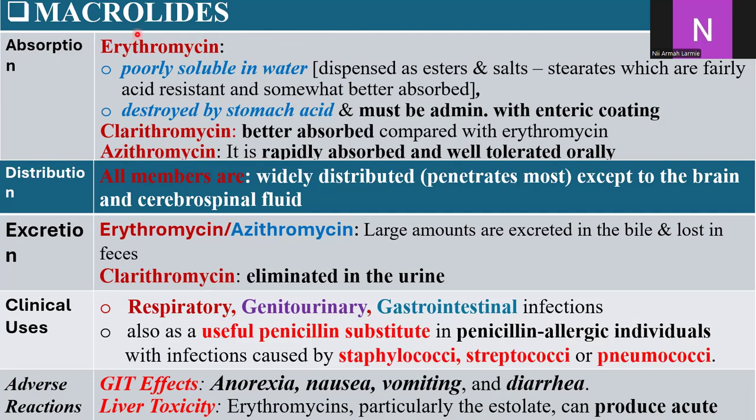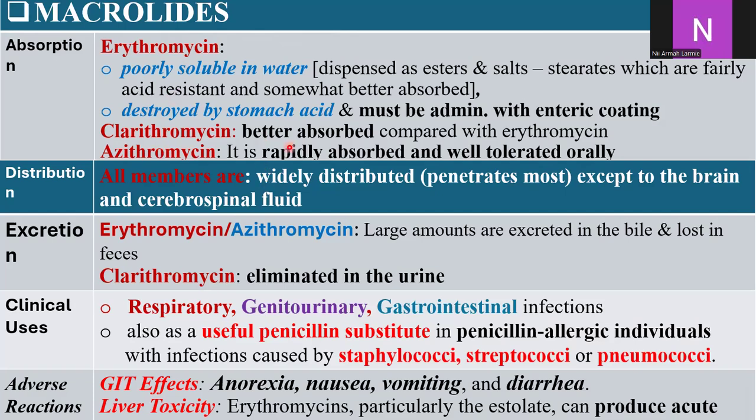Clarithromycin is a derivative of erythromycin, but it has the advantage of better absorption when compared to erythromycin, and it has the advantage of better stability in the stomach acid. Azithromycin, on the other hand, can also be taken orally. It is very well tolerated when taken orally, and its absorption is excellent.